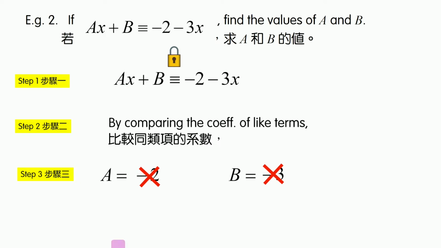a is the coefficient of x. Therefore, we need to find the coefficient of x on the right-hand side, which is -3. Therefore, a equals -3. b is a constant term on the left-hand side. Finding the constant term on the right-hand side, it is -2. Therefore, b equals -2. There will be times where the identities are not in order. Therefore, we must find the coefficients in order to find the answer.